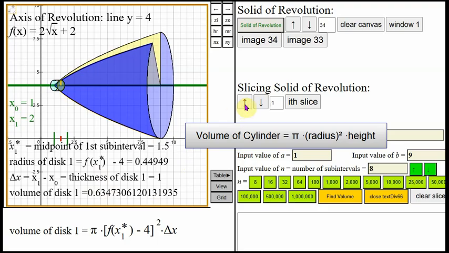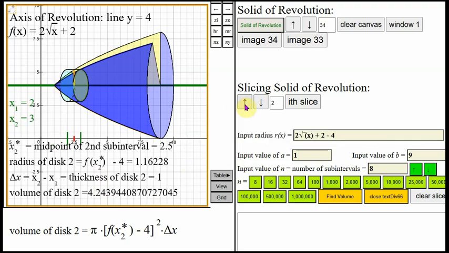And then here's the second slice, between x equal to 2 and x equal to 3. And so the midpoint will be 2.5. And so again, the thickness or the height of this cylinder would just be 1. And again, to get the radius for this cylinder, we're going to use the midpoint, 2.5. And then go back to the function here.